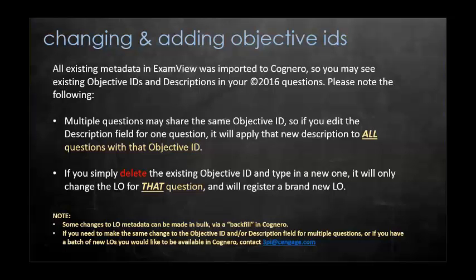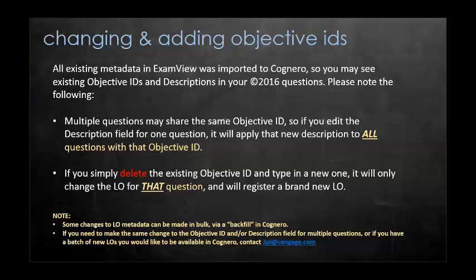If you simply delete the existing objective ID and type a new one, it will only change the learning objective for that question and register a brand new learning objective. So if you have a learning objective linked to many different question sets, and you want to change that because there's incorrect information, maybe there's a typo, or maybe the information has changed, and you go ahead and change that, it will affect all of them. If it's just that one question, and you change that one learning objective, you want to delete it and create a new one.